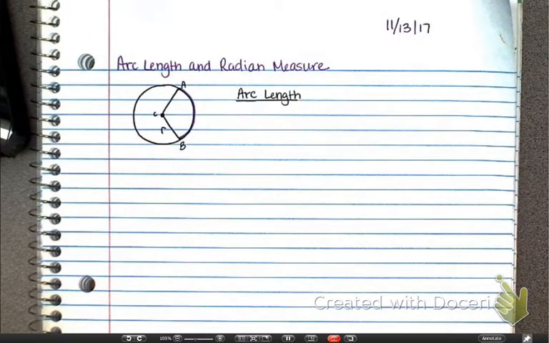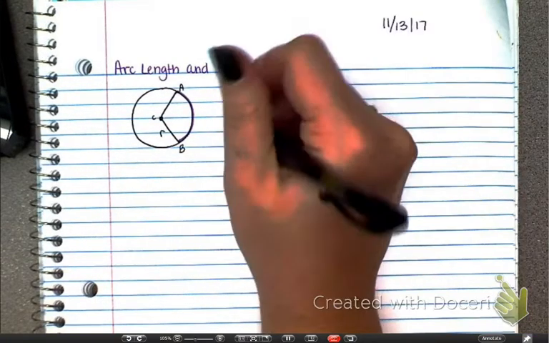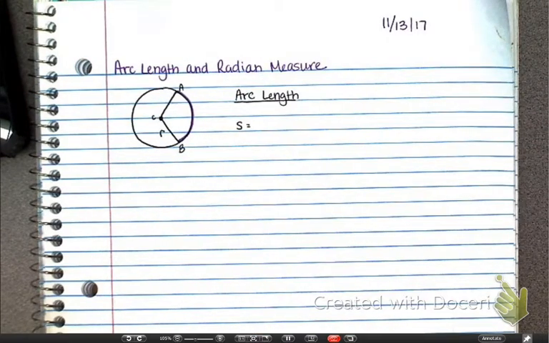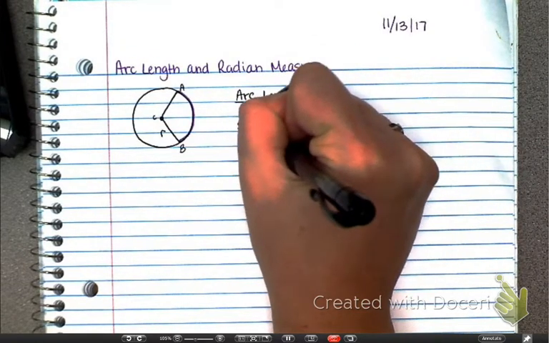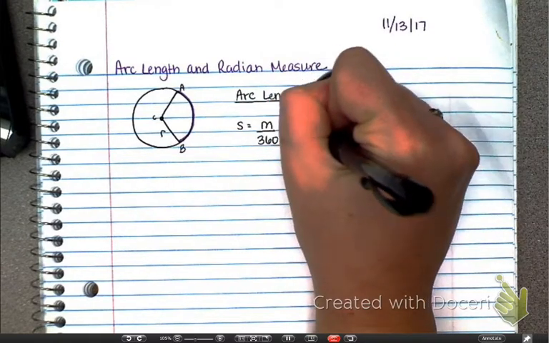All formulas that I give you for this unit will also be on your test, just like the volume one. You just have to know which one they go with and how to use them. So the formula for arc length is S equals M over 360 times 2 pi r.